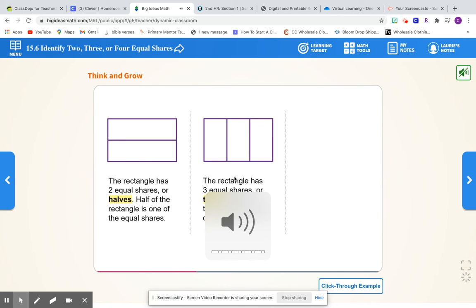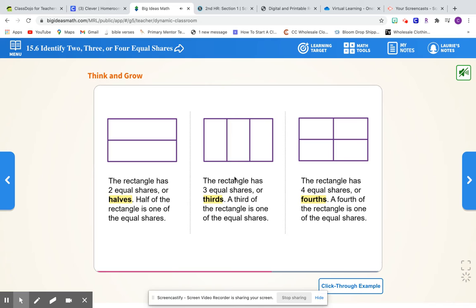The rectangle has three equal shares, or thirds. A third of the rectangle is one of the equal shares. The rectangle has four equal shares, or fourths. A fourth of the rectangle is one of the equal shares.